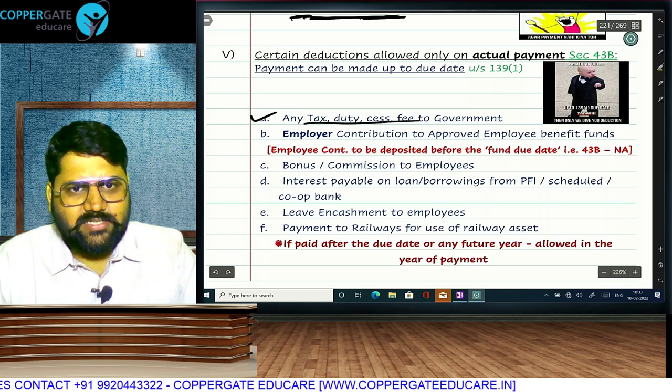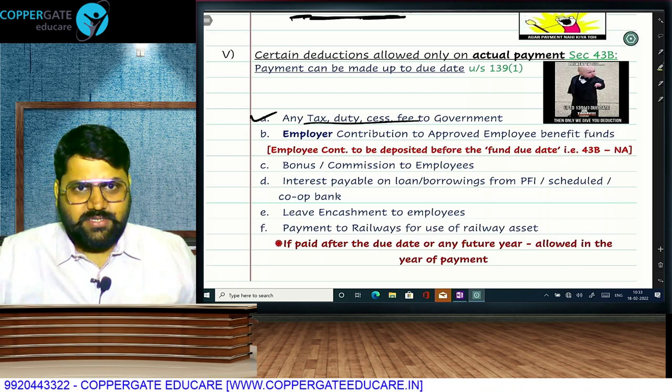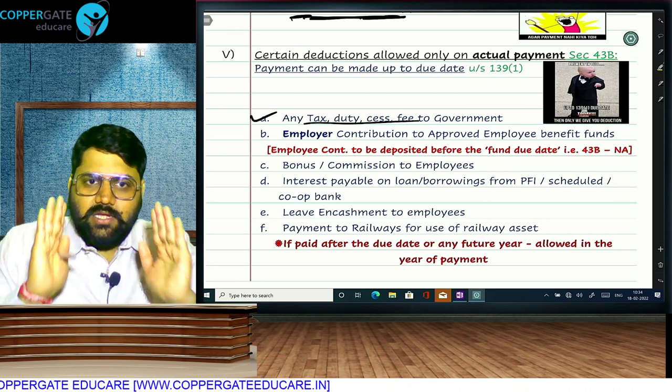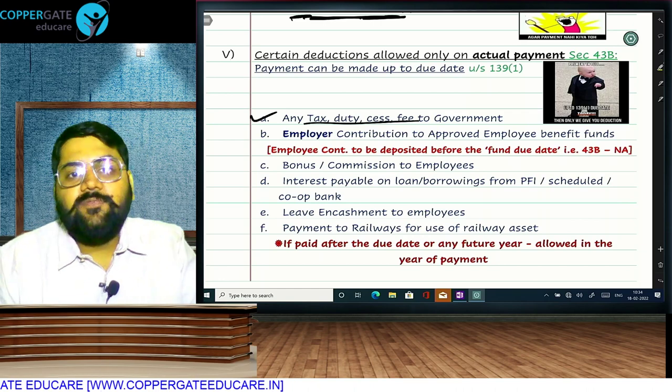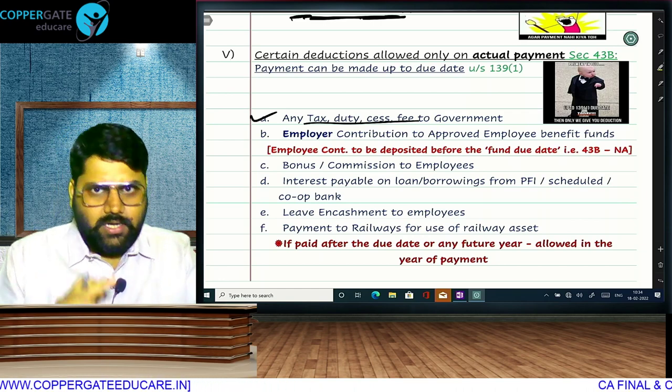See, direct taxes are anyways disallowed. This section is not the river Ganga that you can take your dip and wash your sins. Anything which is already disallowed is gone. What is this section? Something which is allowed, but if unpaid, it will get disallowed. So, direct tax is always disallowed. Indirect taxes only if paid.